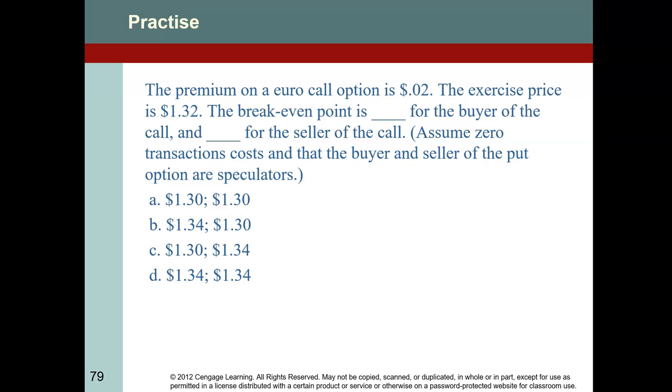Let's look at an arithmetic question here. If we have a premium on a call option of 0.02, and the exercise price of the call is 1.32, what is the break-even point for the buyer of the call, and what is it for the seller of the call? Assume zero transaction costs and that the buyer and seller of the options are speculators.